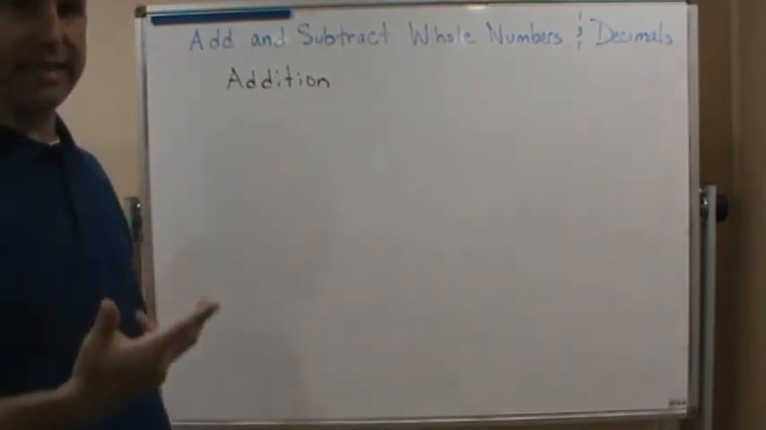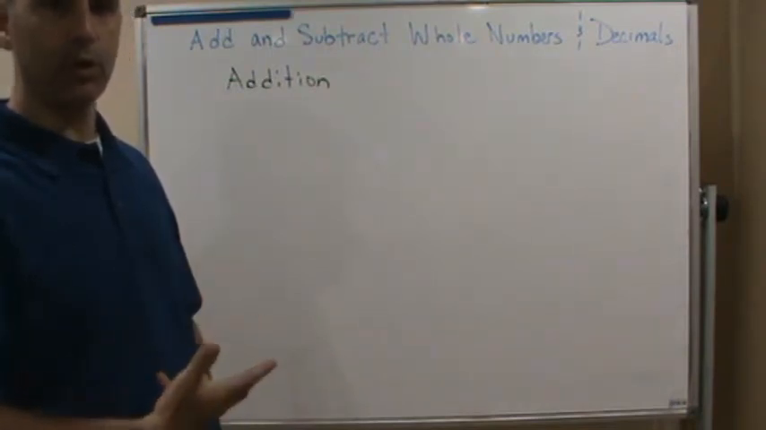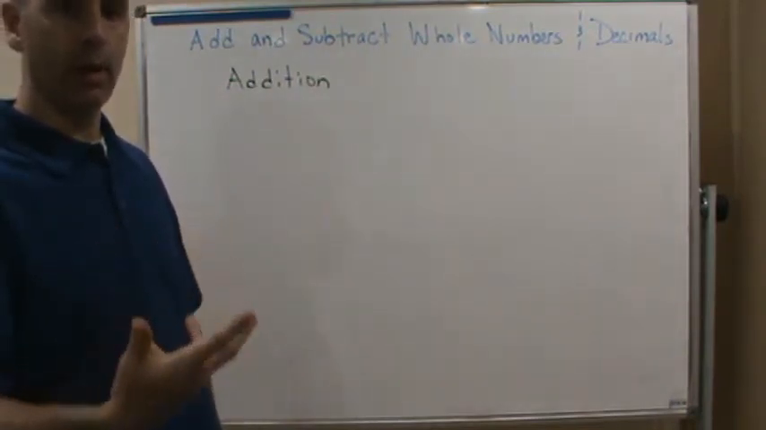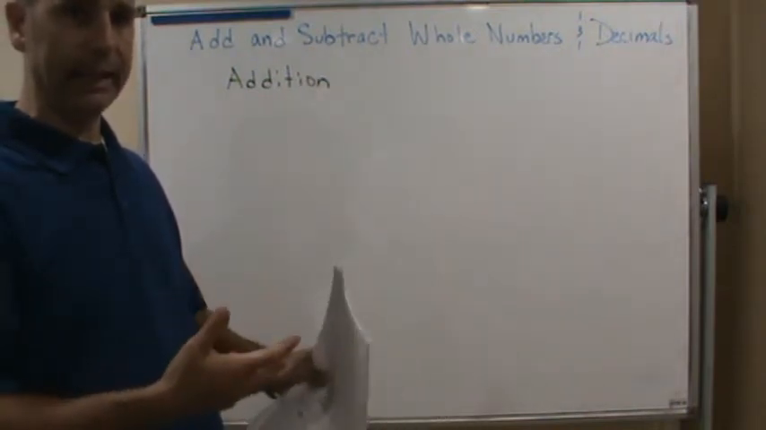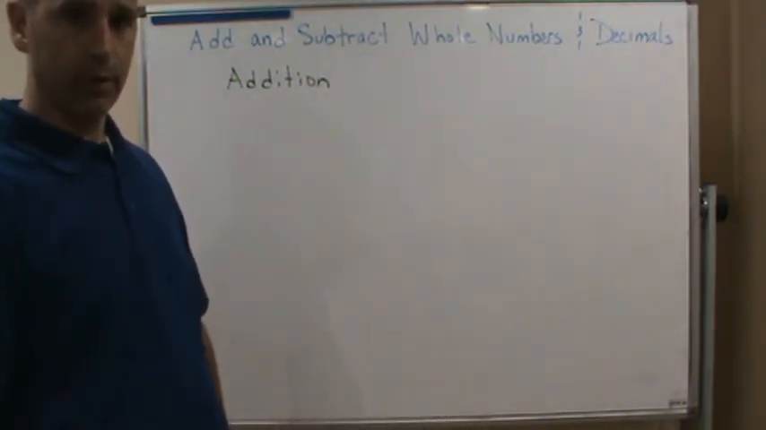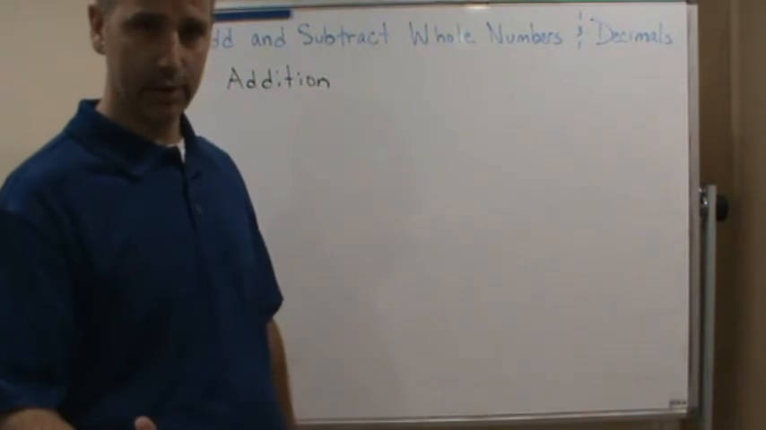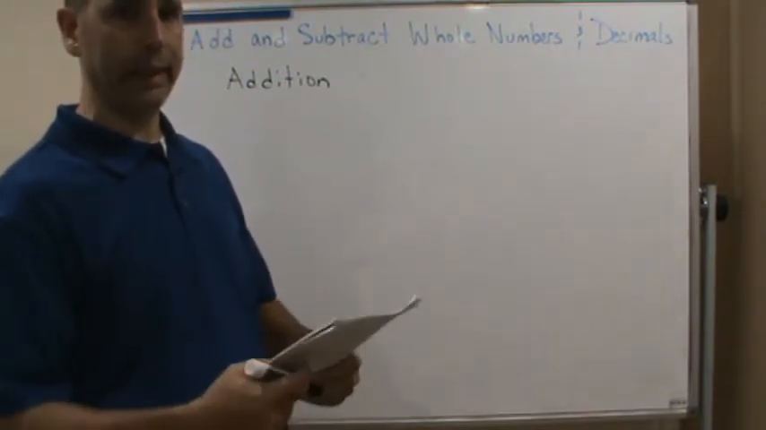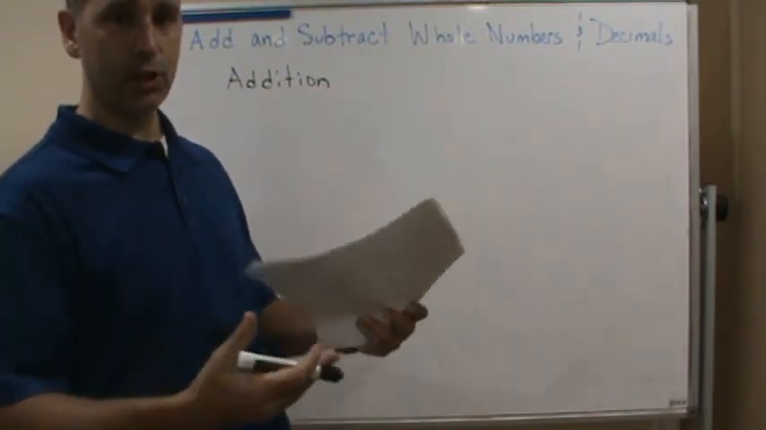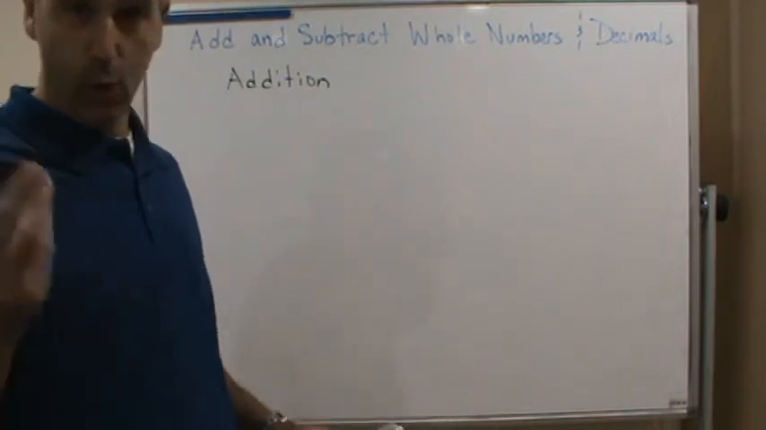Addition is an operation by which we put two numbers together for a total. We're combining groups of things, groups of objects together. So addition is where we take two numbers and add them together, whole numbers or decimals.